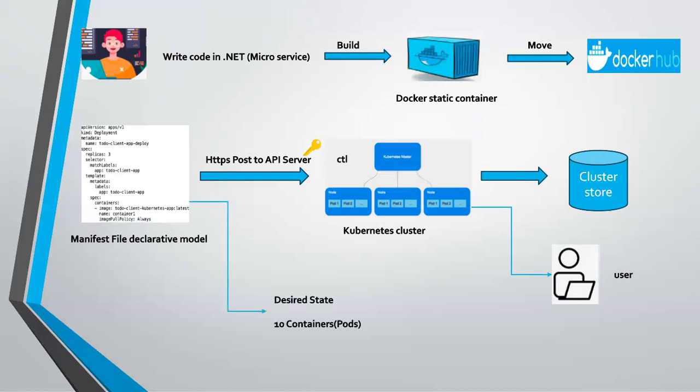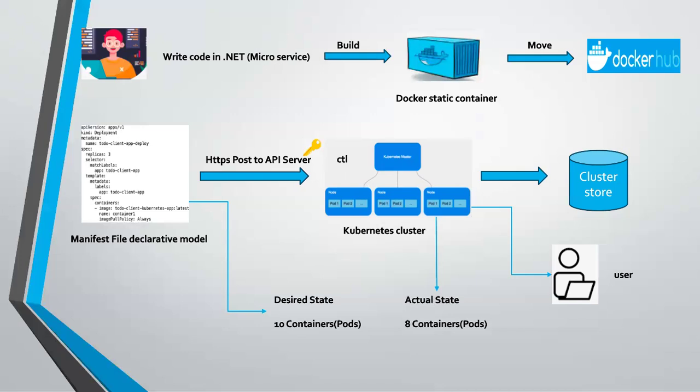So now what is the desired state? Whatever we defined in the YAML file, that is the desired state. For example, I am telling that 10 containers have to run inside Kubernetes. So that is the desired state. Declarative model: I am declaring that I need 10 containers.